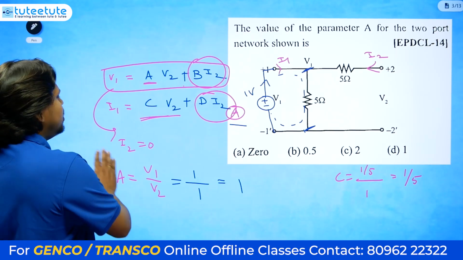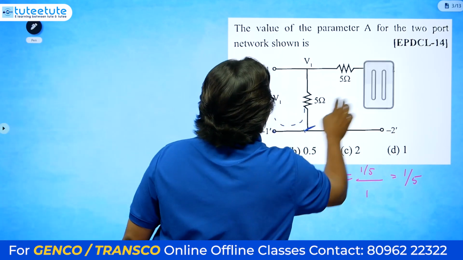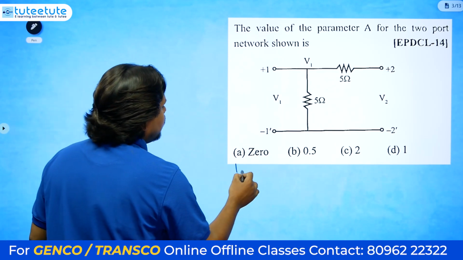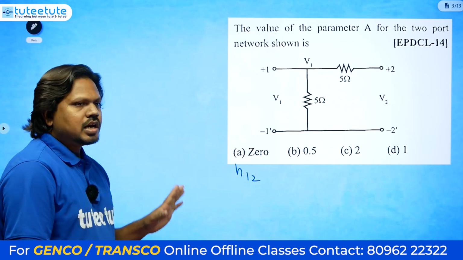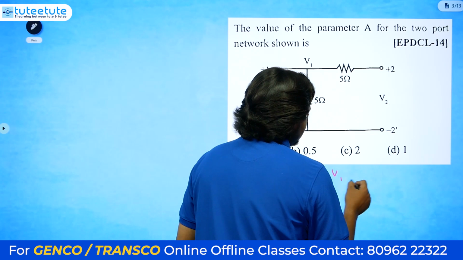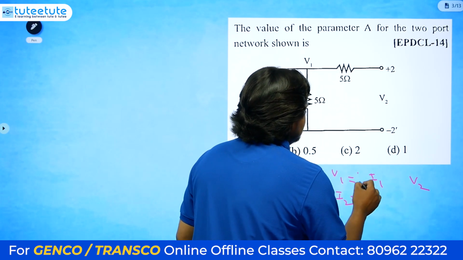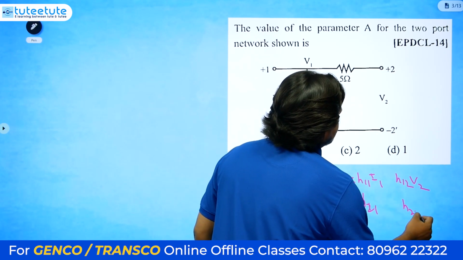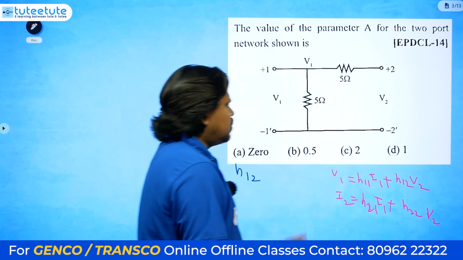Not only this parameter. Just for example, for the given network only, if they ask about, just a random question, H11, H12 values. See, h parameter they are asking. Immediately what you have to write down? The h parameter equations. So V1, I1, V2, I2. Like this, h11, h12, h21 and h22, plus this is I1, this is V2. So we know the equation now.